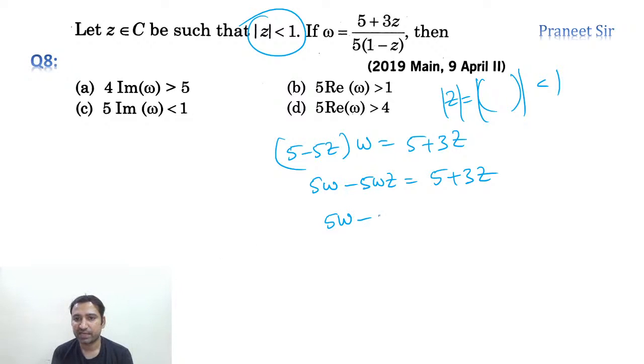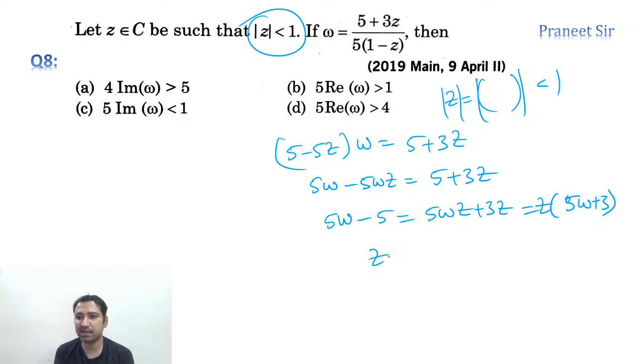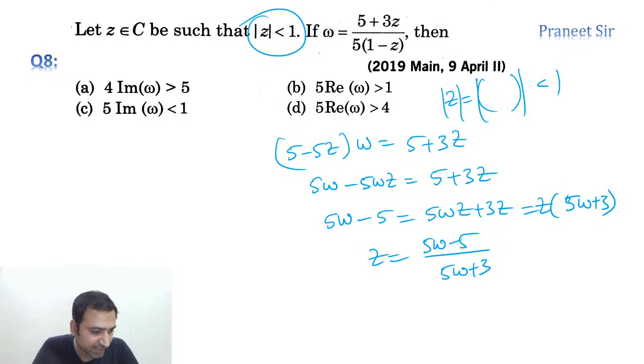Let's see guys. So 5 omega minus 5 is equal to 5 omega Z plus 3Z. So we can take Z common out here, which is (5 omega plus 3). So from this, the Z value I can calculate as (5 omega minus 5) by (5 omega plus 3). Z value in terms of omega I calculated. Is it correct or not, guys?